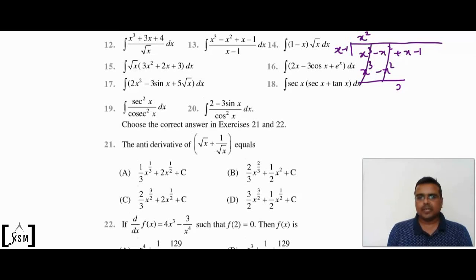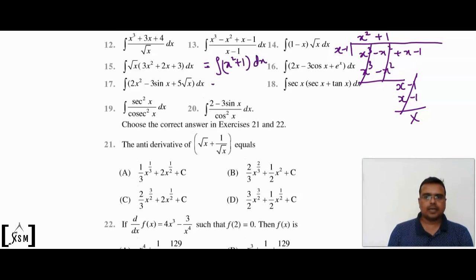Now we bring x minus 1 down. Now x minus 1 should be multiplied with plus 1. So we are left with no remainder. So this entire thing can be written as just x square plus 1. And integration of x square is x cube over 3, plus integration of 1 is just x, right? Okay.